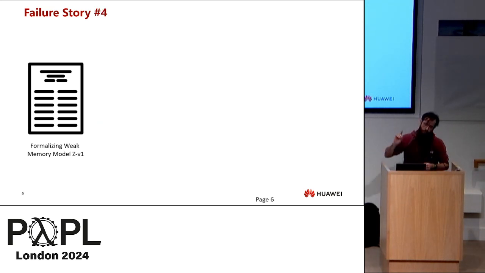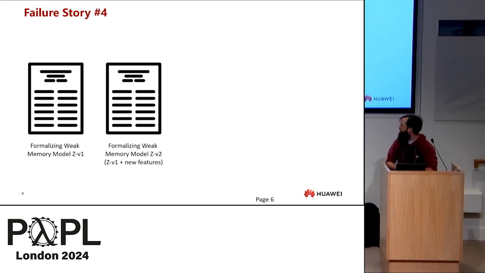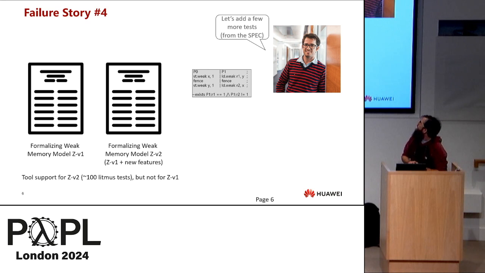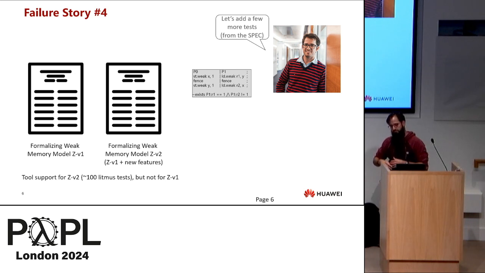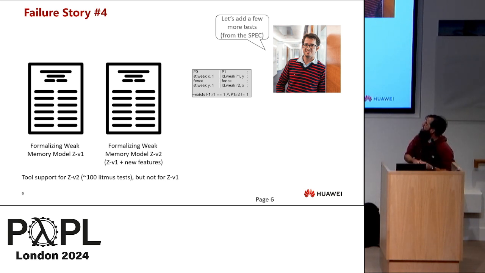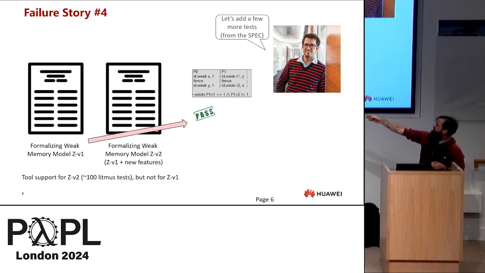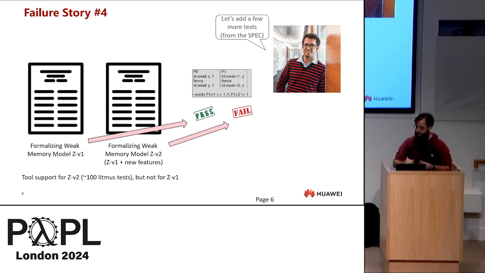Another one, a new model, again the same thing. There was one initial version, then another version that was building on top of that with some new features. There was tool support for one of the tools, but there were only around 100 litmus tests to reason about it. And I said, okay, let's try to write a few more litmus tests to see what happens. I looked at the literature and wrote some litmus tests. I looked at the spec and found a missing message passing case, trivial stuff. Cool, according to both the natural language specification and the first model, this should pass. But when I ran it with the second one, it was failing.